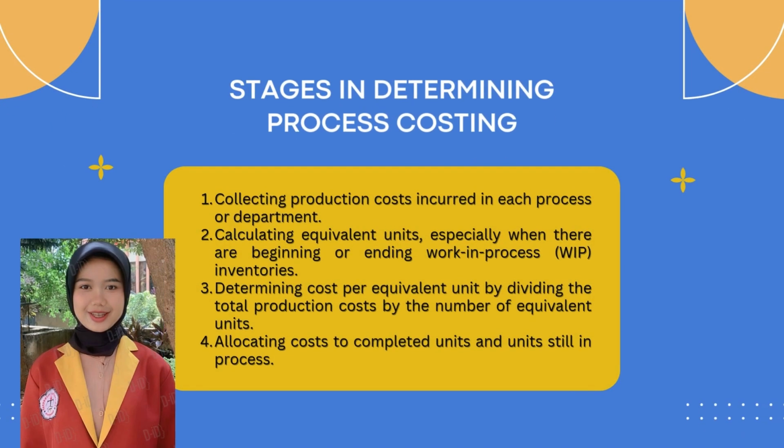Stages in determining process costing. The process of calculating production costs using this method involves several steps. 1. Collecting production costs incurred in each process or department. 2. Calculating equivalent units, especially when there are beginning or ending work in process, WIP, inventories. 3. Determining cost per equivalent unit by dividing the total production costs by the number of equivalent units. 4. Allocating costs to completed units and units still in process.